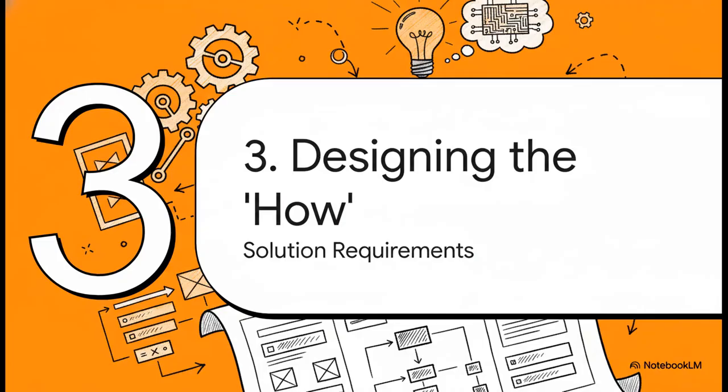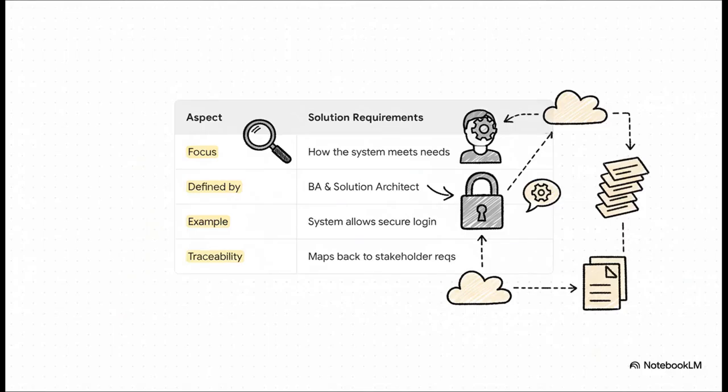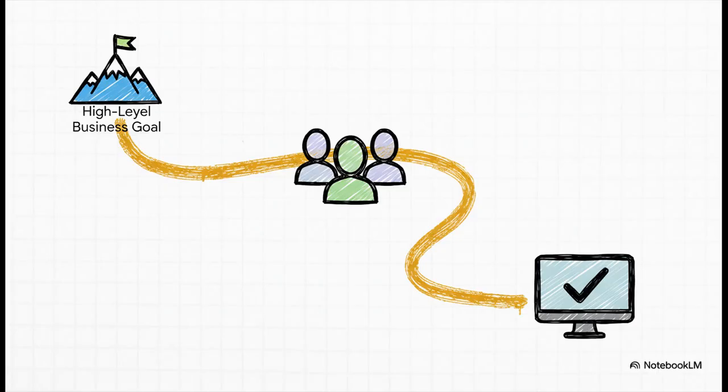Okay, so we know why we're doing this project, and we know what our users need. So the next logical step, right, is to start designing how we're going to build something that actually meets those needs. And this brings us to solution requirements. This is where things start getting a little more technical. The BA works with a solution architect to define exactly what the system has to do. For instance, for a customer to see their policy online, well, the system first needs to let them log in safely and securely. And right here, this is the perfect illustration of that golden thread we've been talking about.